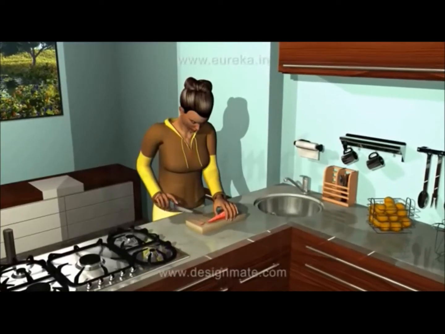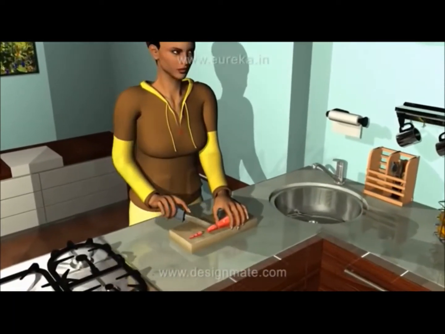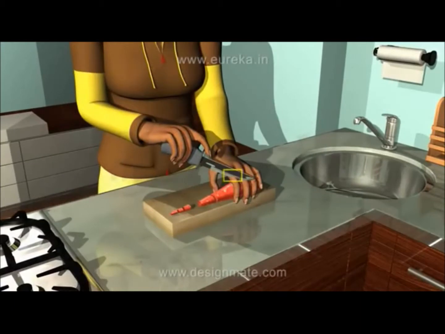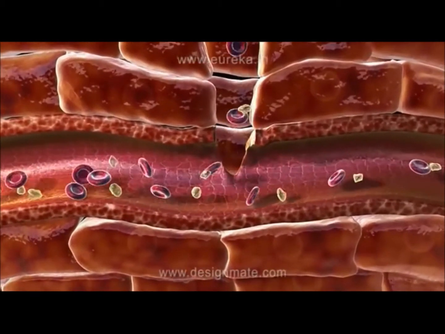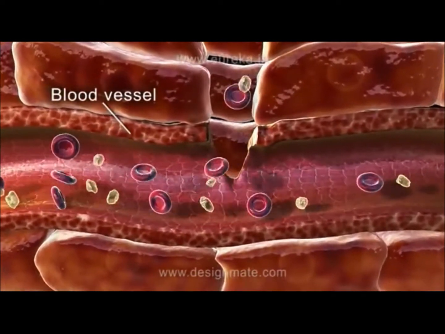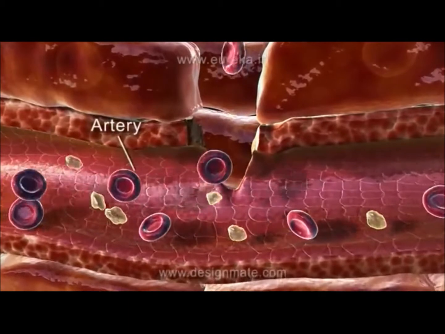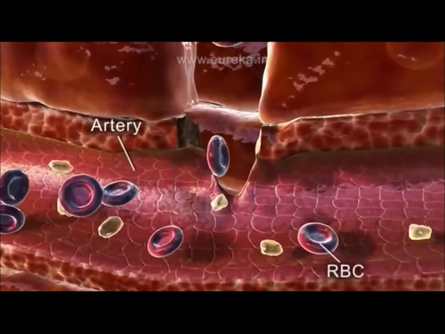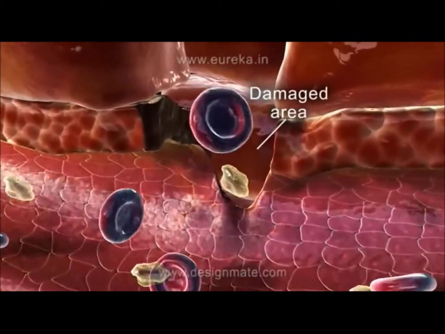Blood clotting. If we are careless while using a knife, we might cut our finger. A zoomed-in view of the damaged area shows that the knife has ruptured a blood vessel. This causes immense loss of blood. Inside the artery, we observe the RBCs and platelets, which escape out through the damaged area.